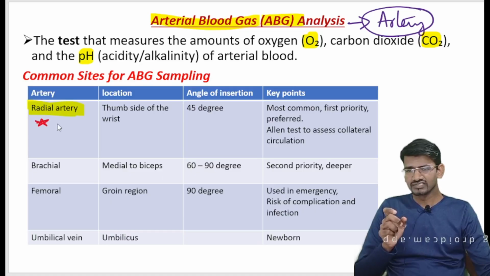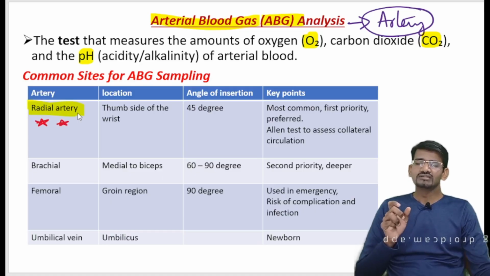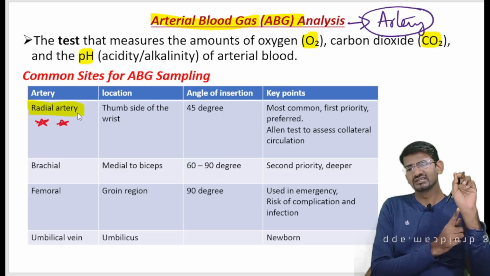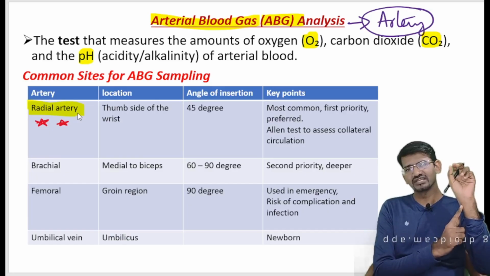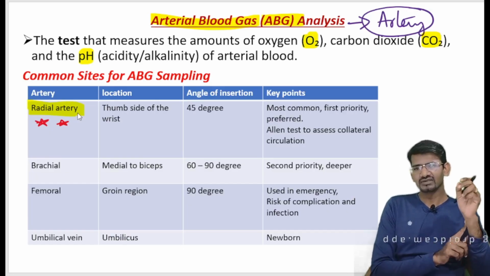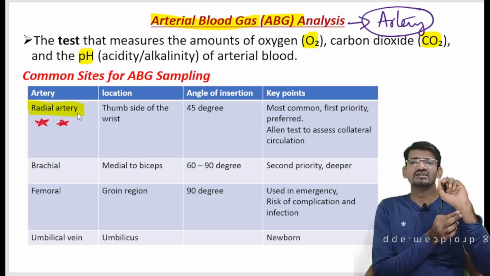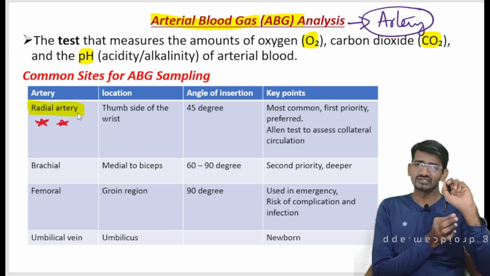Okay, so this is very important. Radial artery: where is it, and what is the site for the radial artery? At the thumb side of your wrist, where you assess the radial pulse. This is the site for the radial artery. We commonly take the arterial sample from this artery. This is the first priority.